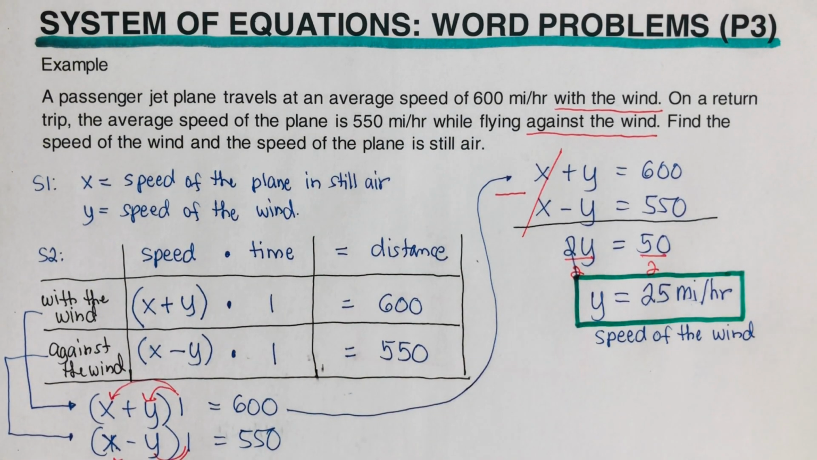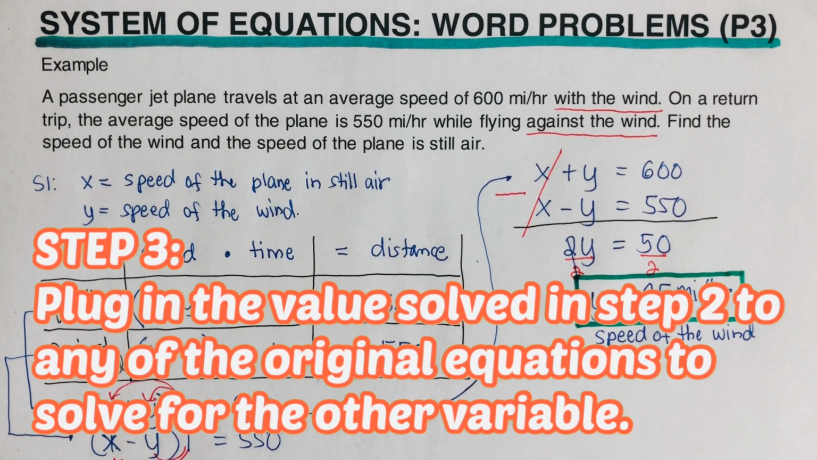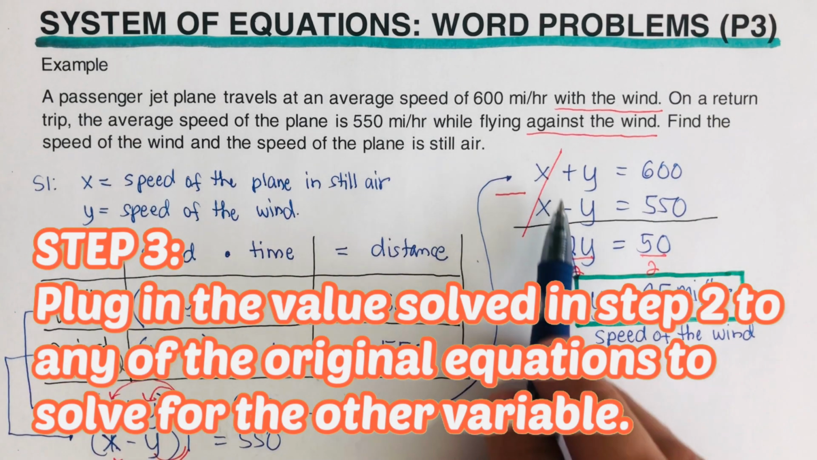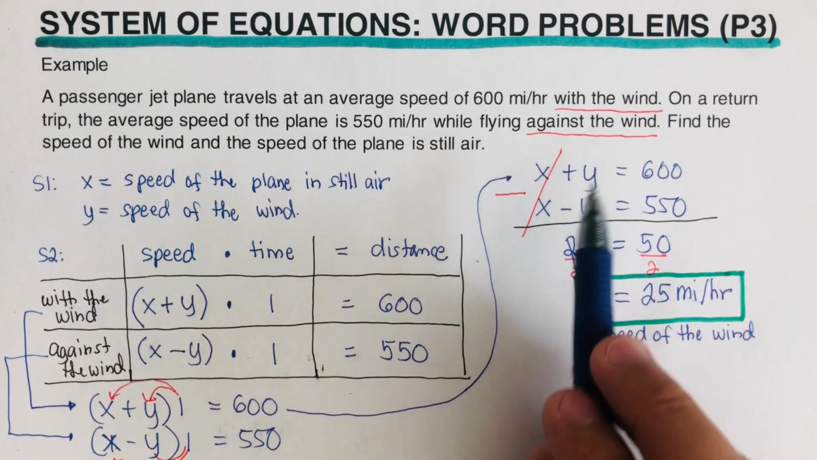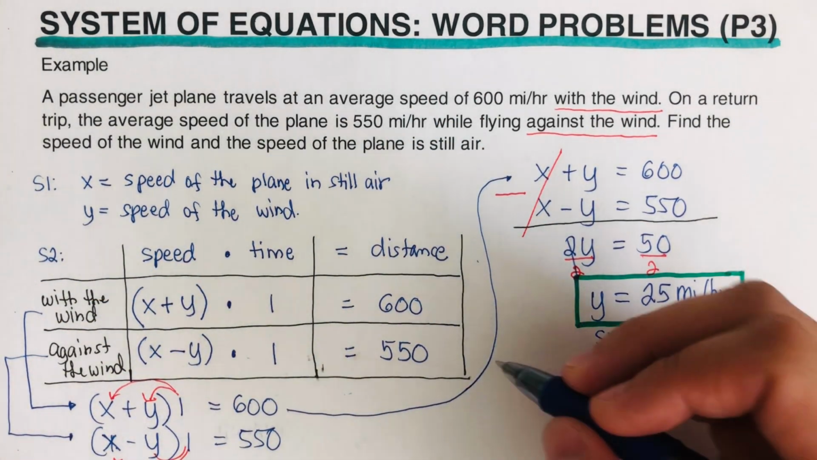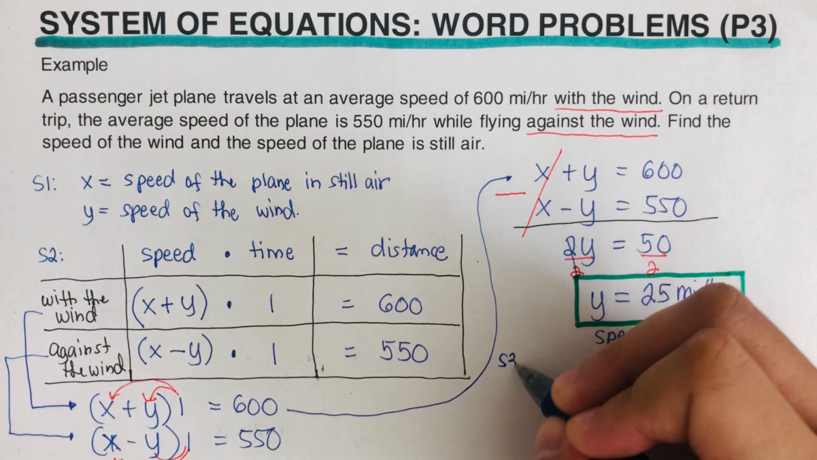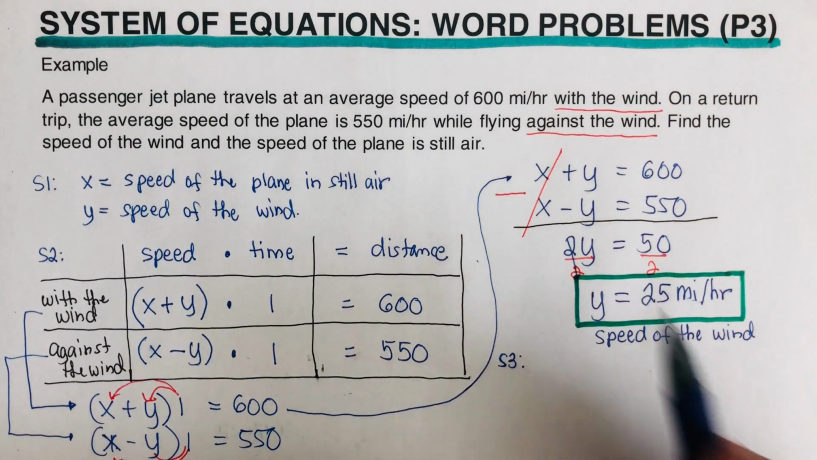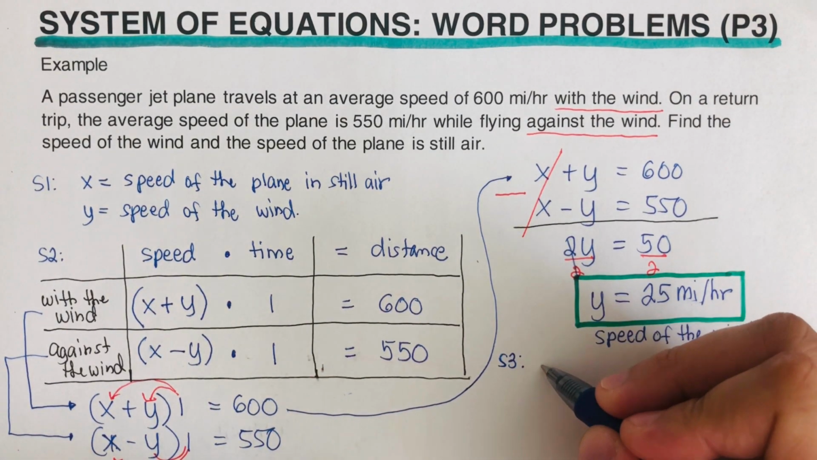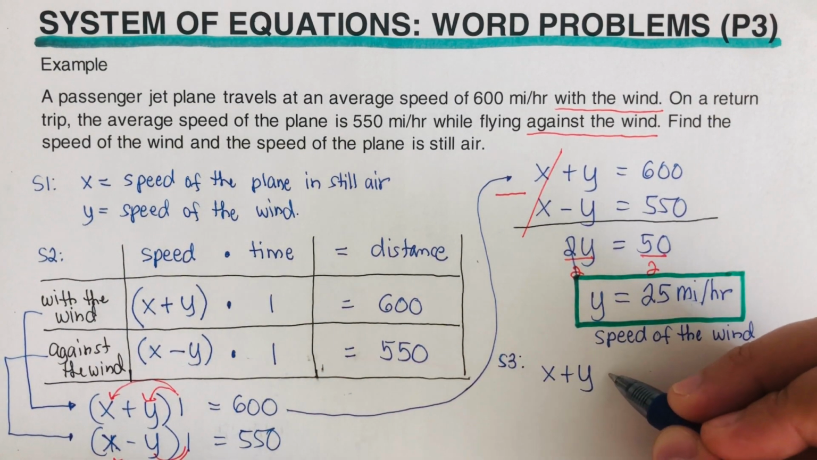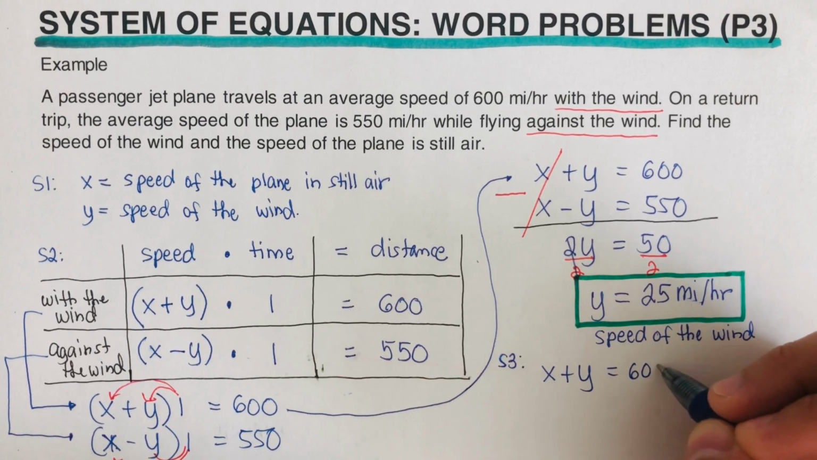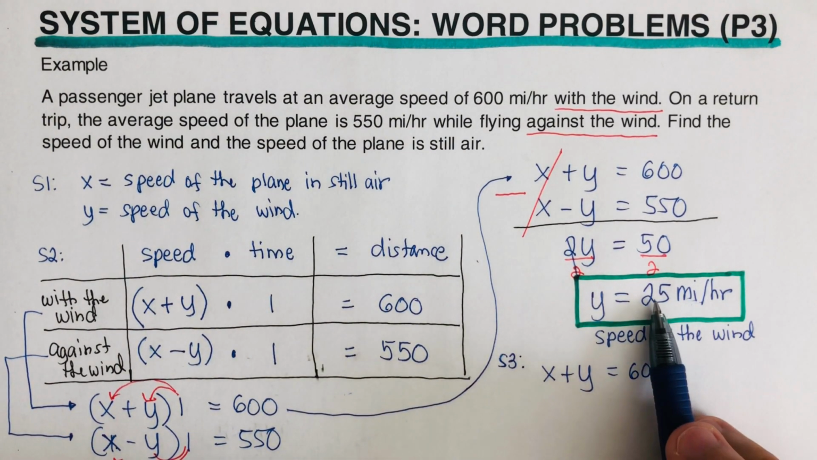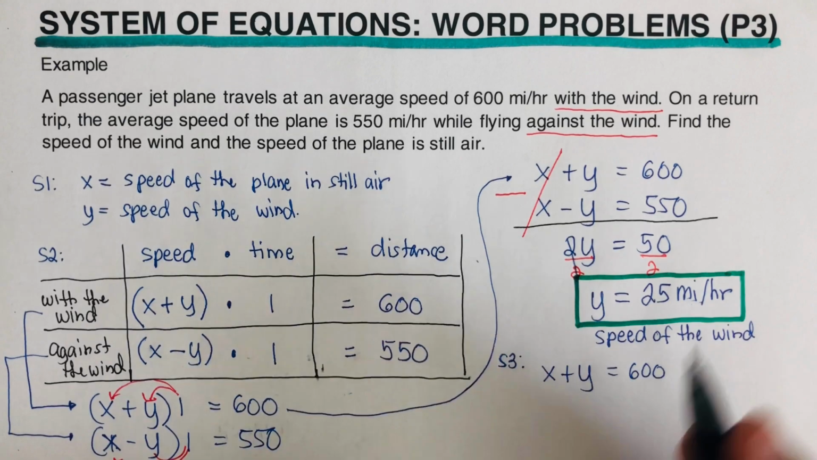Okay, now we're ready to move on to step 3. In step 3, we're asked to plug in the value that we solved from step 2 into any of the original equations to solve for the other variable. I'm just going to go ahead and write step 3 right here. Again, we can use any of these two. It doesn't really matter, so I'll use the first one right here. So we have x plus y is equal to 600. And then we plug in the value, since our y was already 25. So we plug it in here.